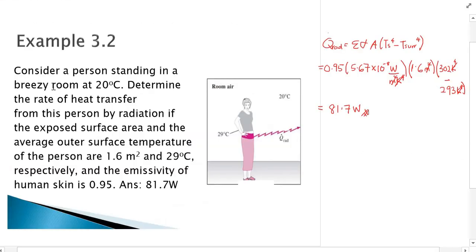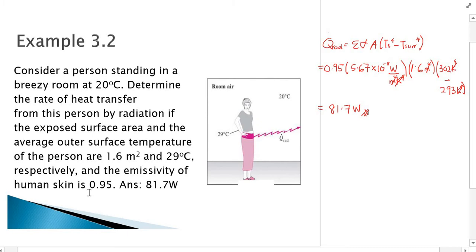Now let's look at this example. Consider a person standing in a breezy room at 20 degrees Celsius. Determine the rate of heat transfer from this person by radiation if the exposed surface area and the average outer surface temperature of the person are 1.6 meters squared and 29 degrees Celsius, respectively, and the emissivity of human skin is 0.95.